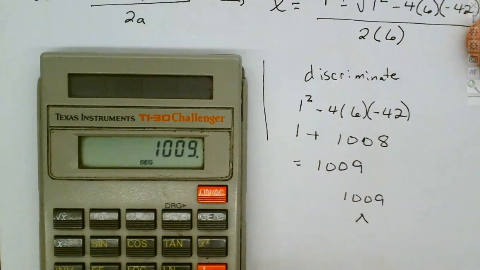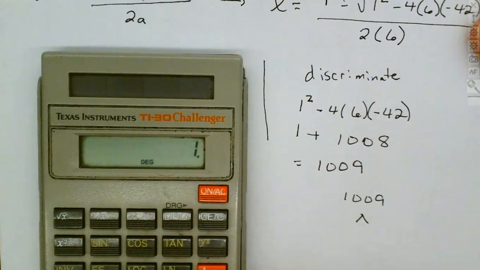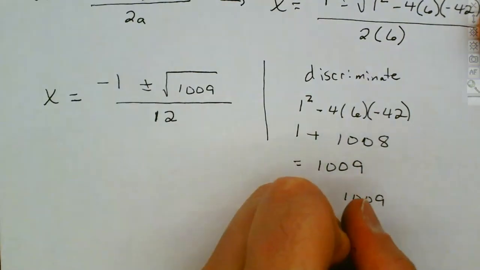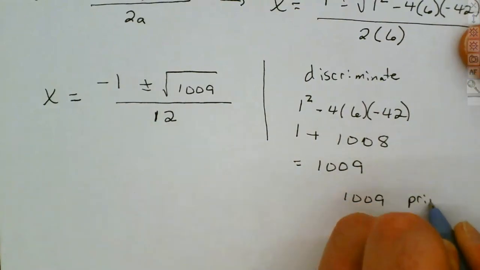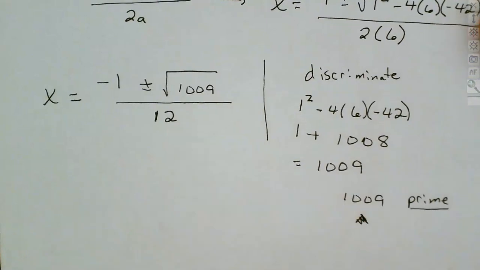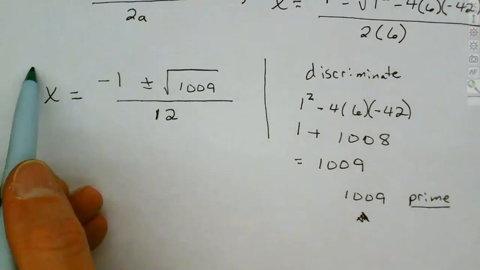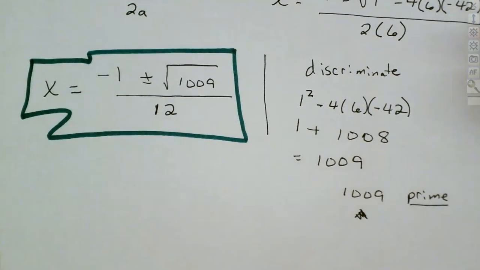We'll try it with 17. Doesn't work. 21's not going to go in there. I don't think 19 will either. Right? So is 1,009 going to factor in any further? No. So 1,009, that is prime. Now, they may factor out. This one just doesn't. So there is your final answer. Won't factor out any further.